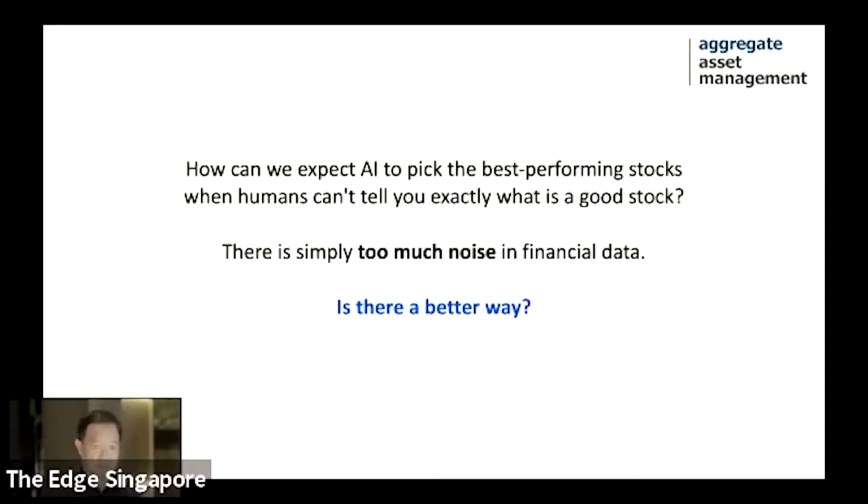The problem is actually noise. There is too much noise in financial data. The statistical speak is there is a very low signal to noise ratio, but the layman will just call it too much noise in financial data. Therefore, it's very hard to apply AI in finance. But is there a better way?